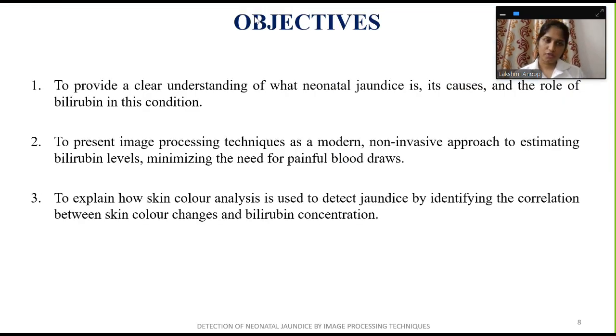Next are the objectives of my seminar. The first objective is to provide a clear understanding of what neonatal jaundice is and its causes, and also the role of bilirubin in this condition.